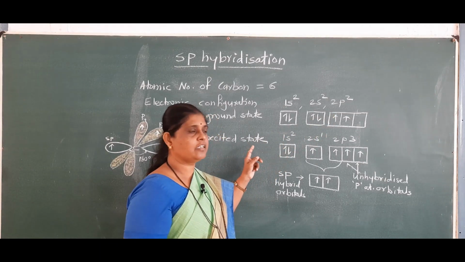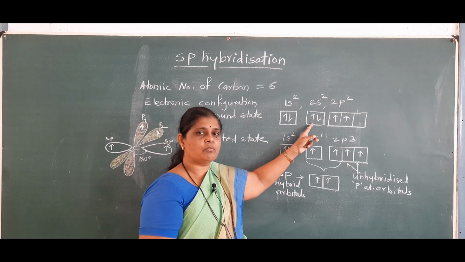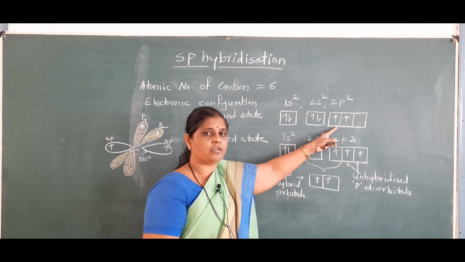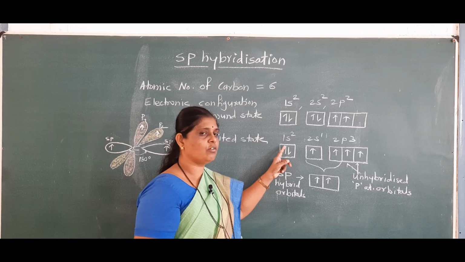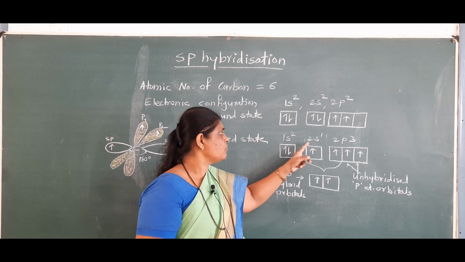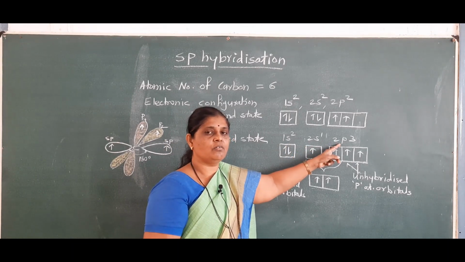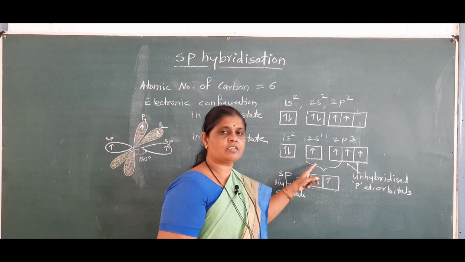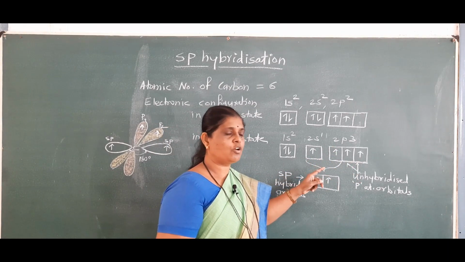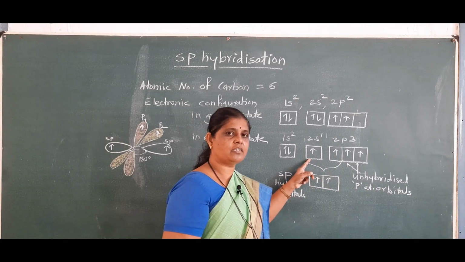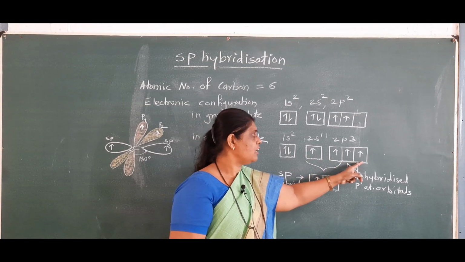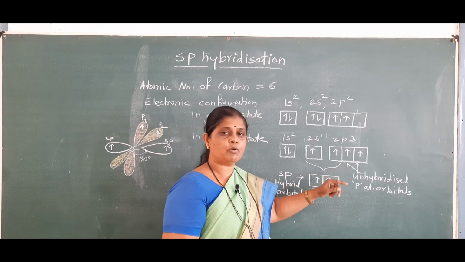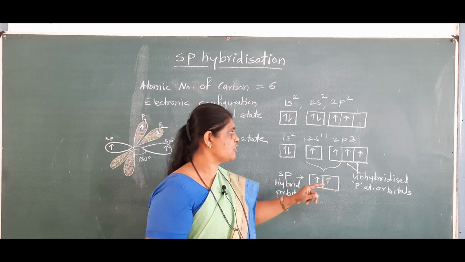In excited state, one electron from 2s atomic orbital migrates towards 2p atomic orbital and the electronic configuration becomes 1s2, 2s1 and 2p3. There are 4 unpaired electrons in the outermost orbit, out of which one is present in s atomic orbital and the other 3 are present in p atomic orbitals. Before bonding, hybridization takes place.